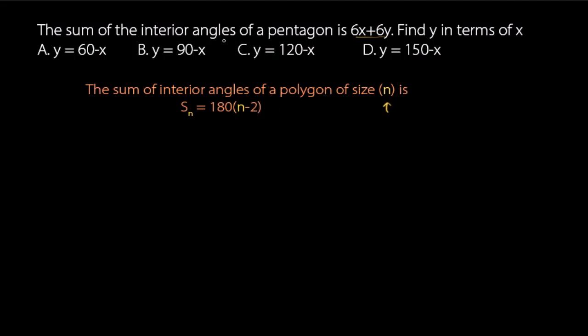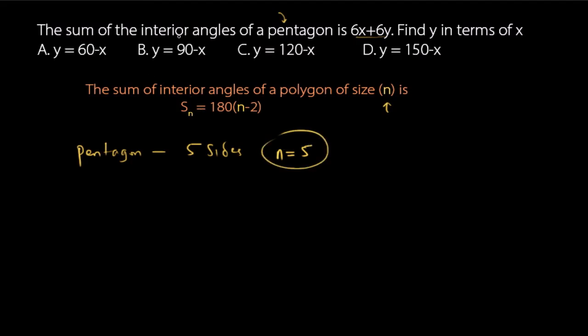Since we're told in this question that the sum of the interior angles of a pentagon is 6x plus 6y, the first thing you need to know is how many sides does a pentagon have? Well, a pentagon has 5 sides. So since a pentagon has 5 sides, that is, a pentagon has a size of 5, our n is going to be 5.